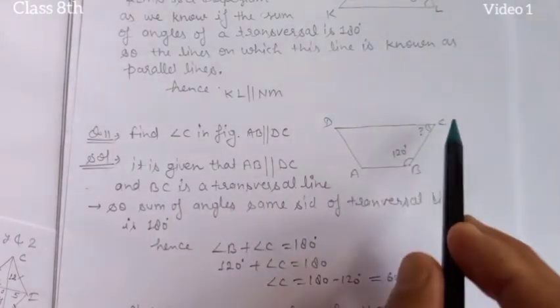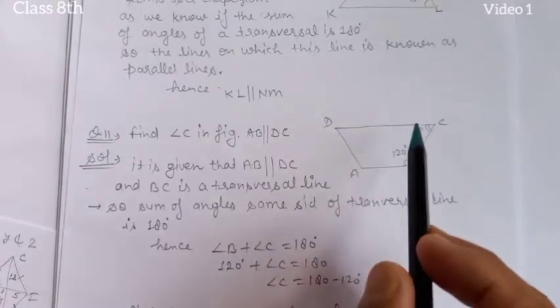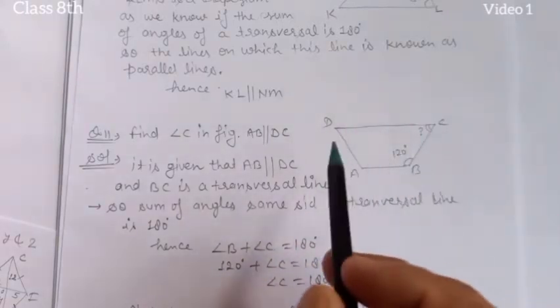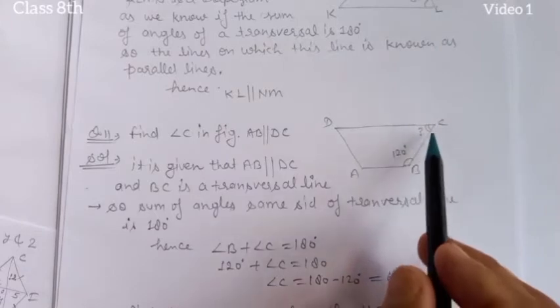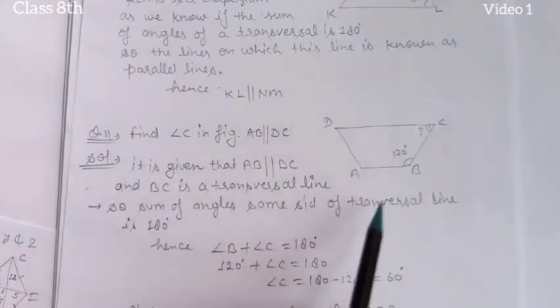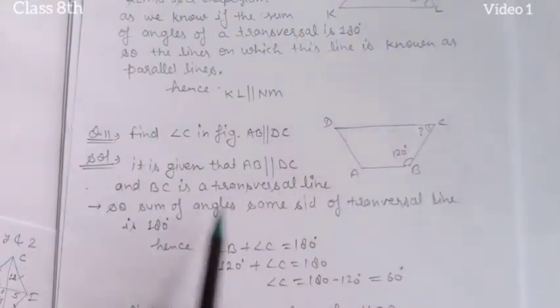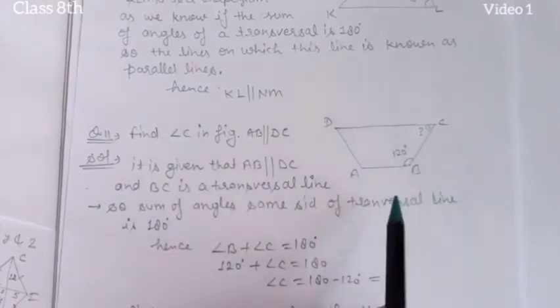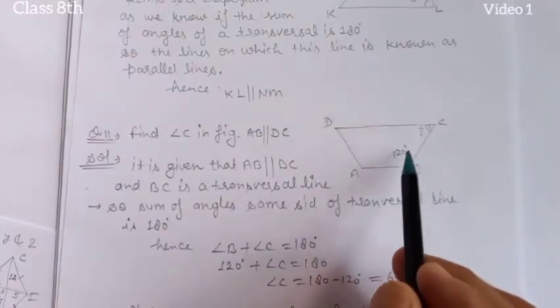By observing this figure we know that if two lines are parallel, any line which intersects the two parallel lines is known as a transversal line. So BC and DA both are transversal lines here. If two lines are parallel and one is a transversal line, the sum of the two angles should be 180.